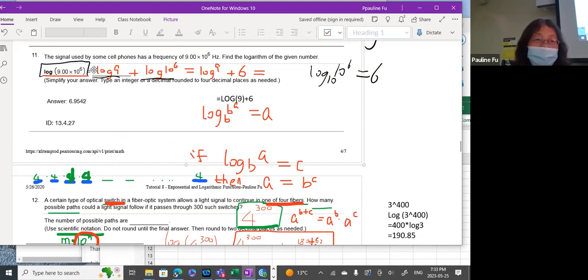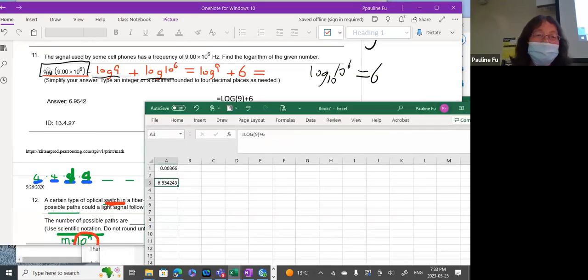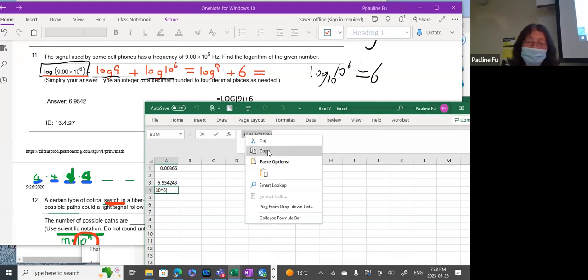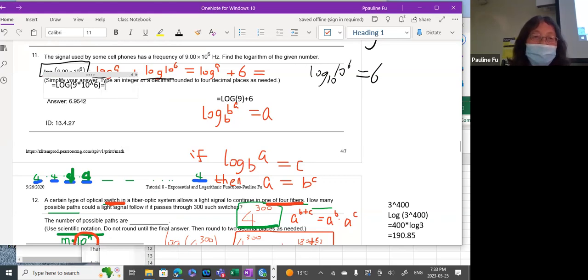The other way, if you use Excel, you can directly plug in the original expression. I show you. So you directly do log 9 times 10 raised to power 6. Okay, so equal log bracket 9 times 10 raised to power 6, closing bracket. You directly do this. The same number. So when you use Excel, directly use the original expression. And you got 6.9542. Questions?